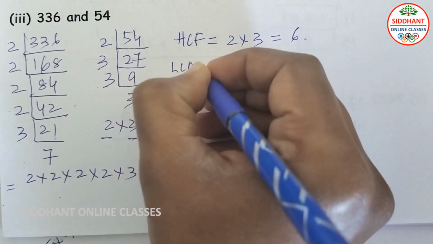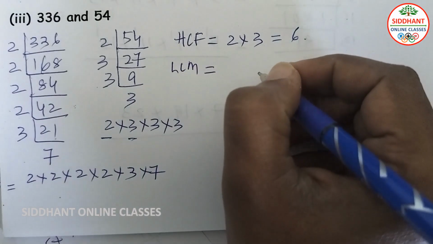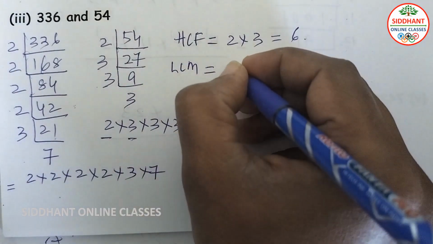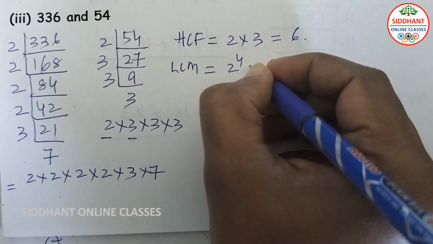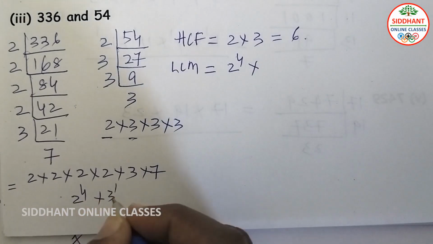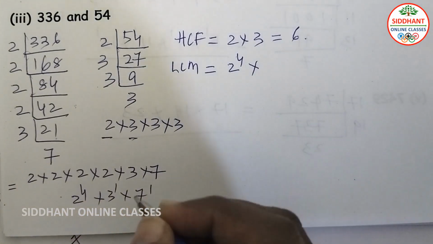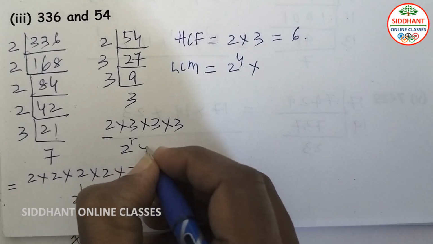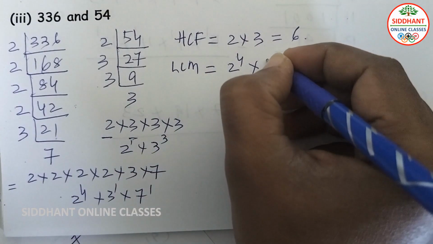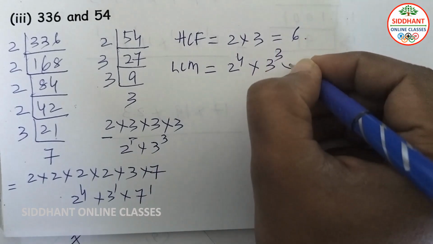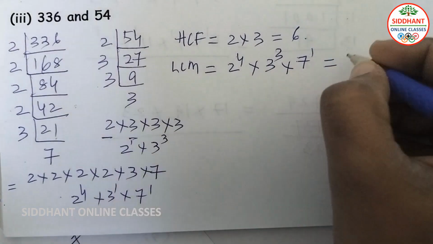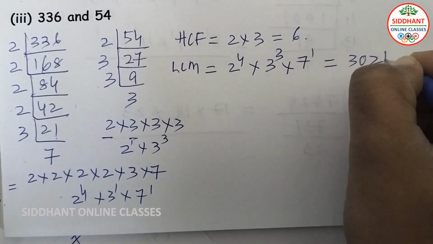And the LCM is the product of the greatest power of each prime factor. For 2, the greatest power is 2 to the power of 4. So this will be 2 to the power of 4 into 3 to the power of 3 into 7 to the power of 1. When you multiply this, we get 3024.